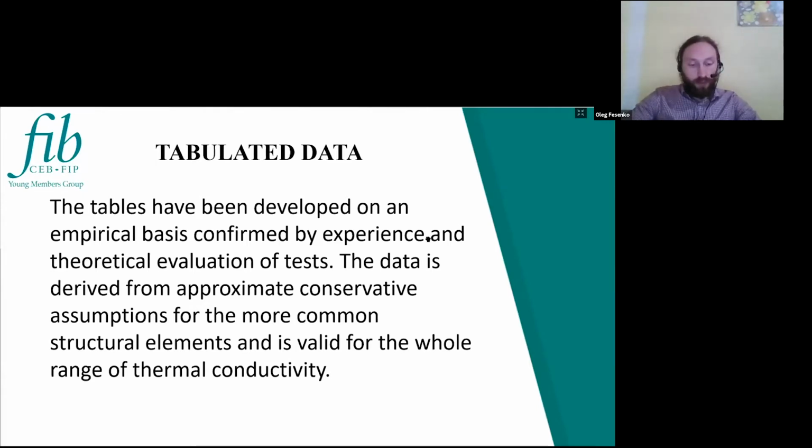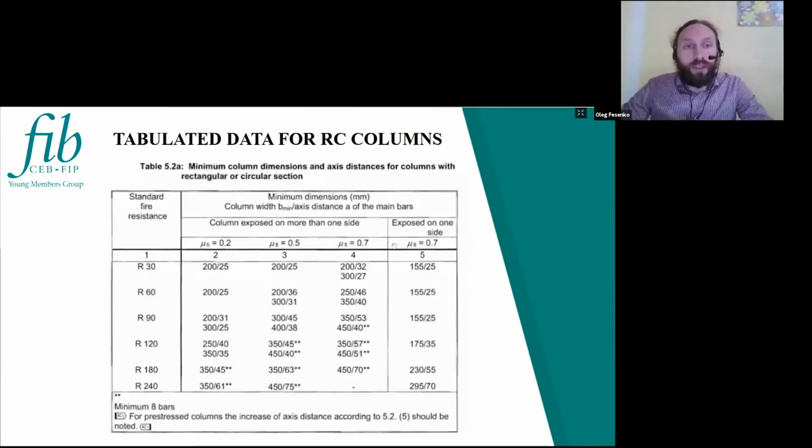One of these procedures, the most conservative of these three described above procedures, is tabulated data. The tables of standard fire resistance have been developed on an empirical basis confirmed by experience and theoretical evaluation of tests. The data is derived from approximated conservative assumptions for the more common structural elements and is valid for the whole range of thermal conductivity as lower and upper limits. Tabulated data gives recognized design solutions for the standard fire exposure up to 240 minutes.